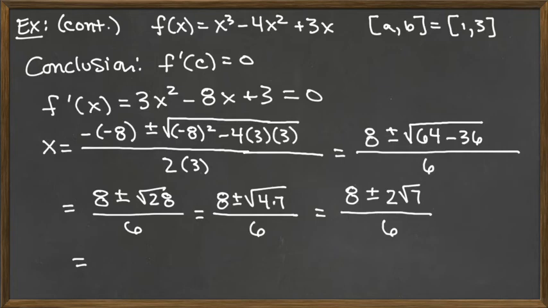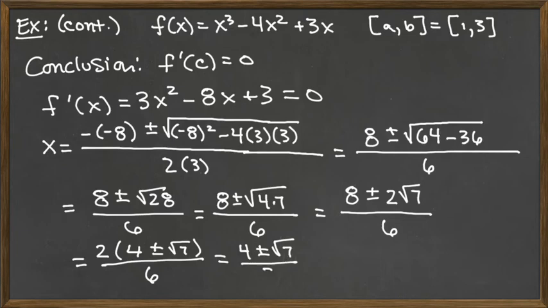So we see the common factor of 2 that would be in the 8 and the 2 root 7. If we pull out a 2, we'd have left over the 4 plus or minus root 7 all over the 6. And so then the common factor of 2 cancels on the top and the bottom, leaving us with 4 plus or minus root 7 all over 3 now.